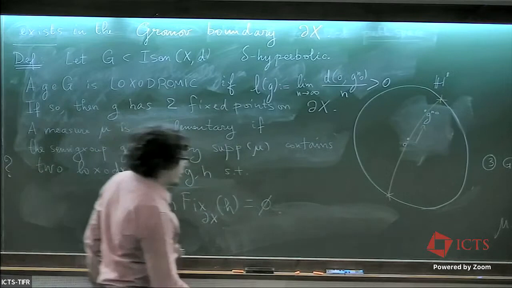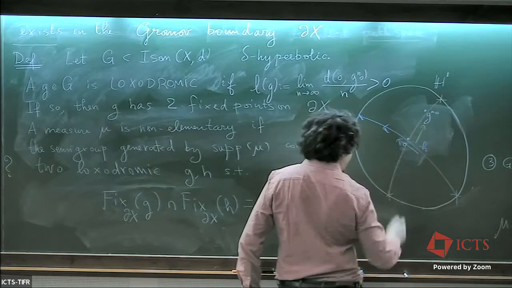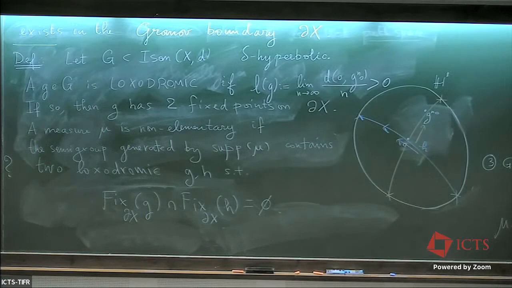So in particular, there would be another element, h, which maybe acts like that. So there would be another fixed point. So h maybe acts like that. So these are four different fixed points. And in particular, obviously, by the ping pong lemma, such a group will contain free groups. So definitely we are already in a very non-amenable situation.